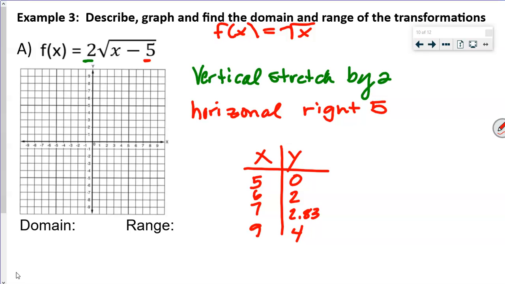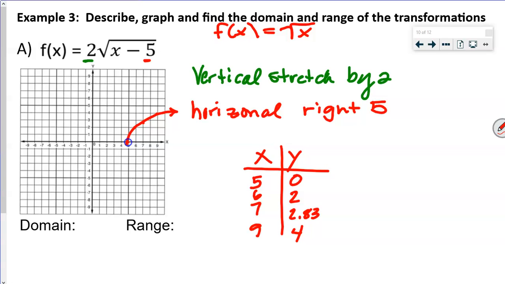So we're at 5, 0. So that's right there. And then 6, 2, which is right there. And then 7, which is 2.83. So it's about there. And then 9, 4, right? So that one's right there. So then we're going to go ahead and draw our graph of that, okay?